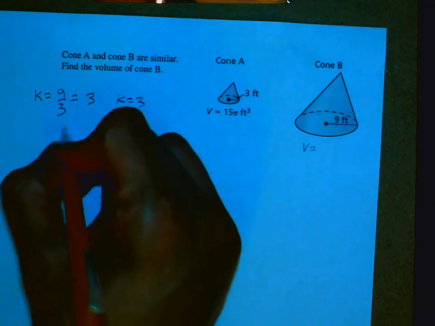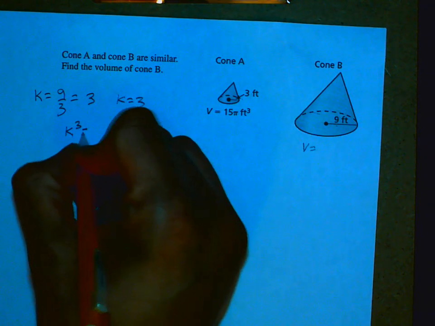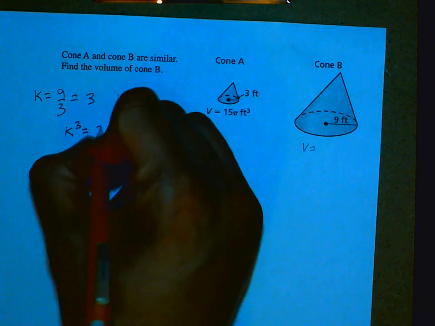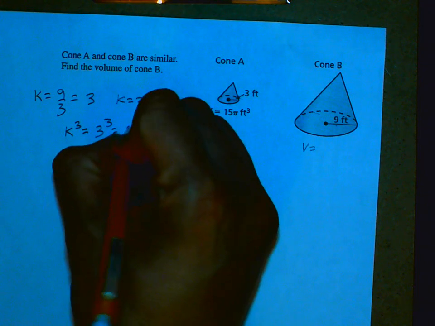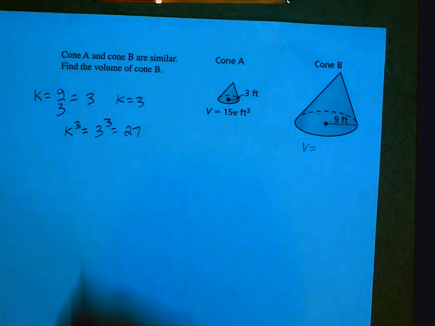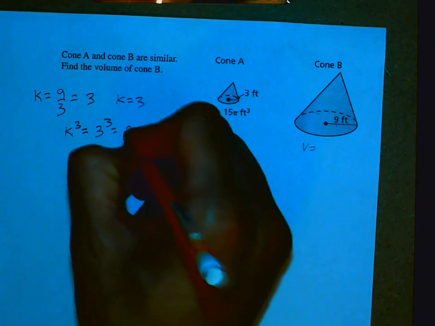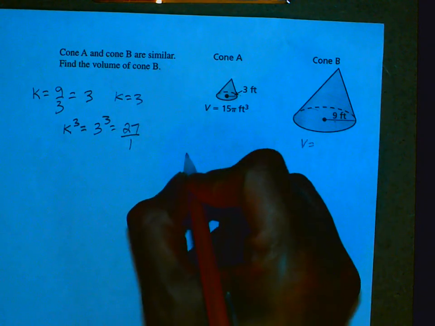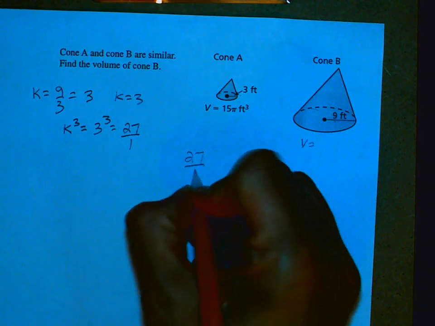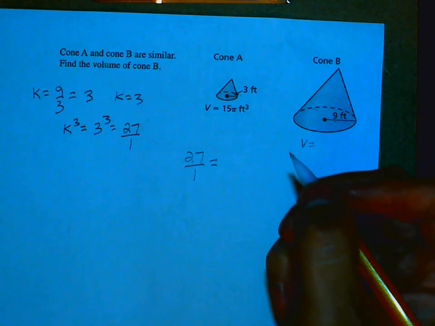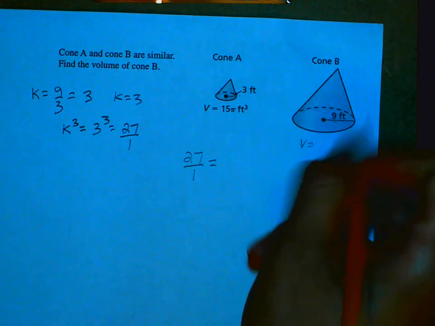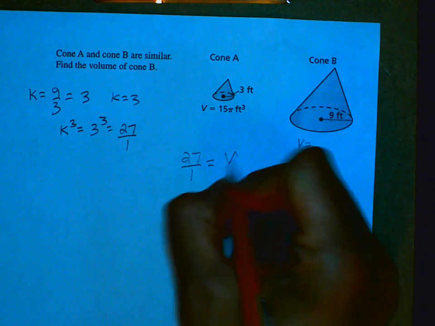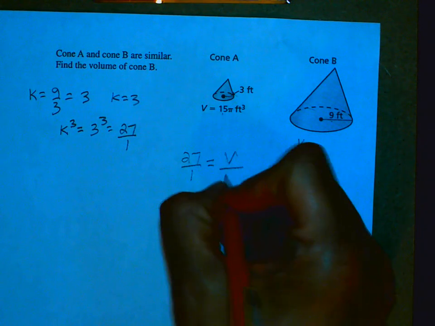What I need to find now is what that's going to be. So that's going to be 3 to the third power, which is equal to 27. Now I need this to be in a fractional form. So I'm going to put a 1 under it. So 27 over 1 is equal to the scale factor of the volumes. So the volume, this is the unknown volume. We're going to call that V. And the volume that we do know happens to be 15 pi.